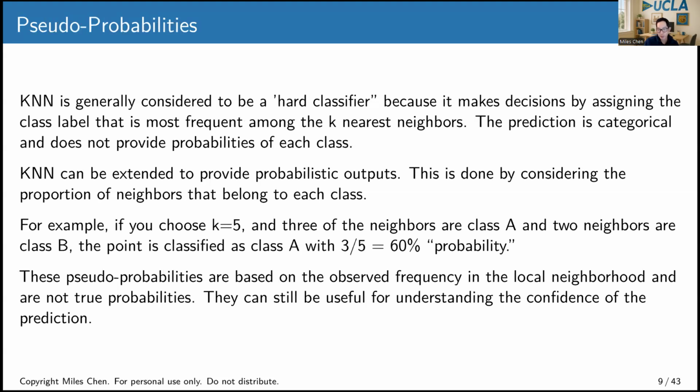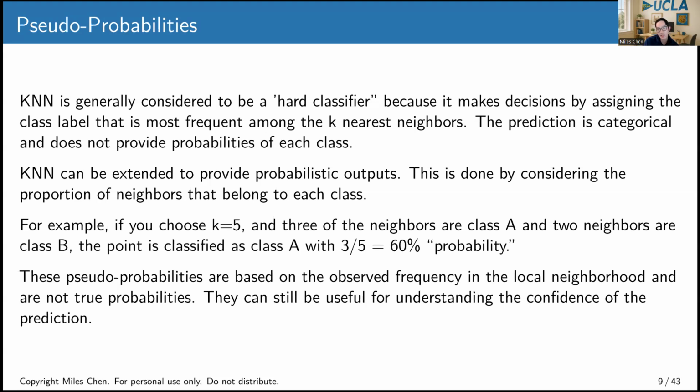K nearest neighbors is generally considered to be what we call a hard classifier because after you do the majority vote, it just assigns the class label among the most frequent among those K nearest neighbors, and this is just going to be a categorical designation.